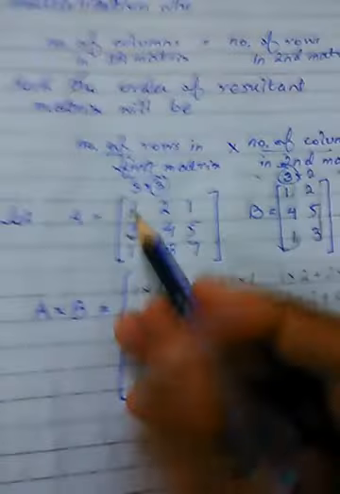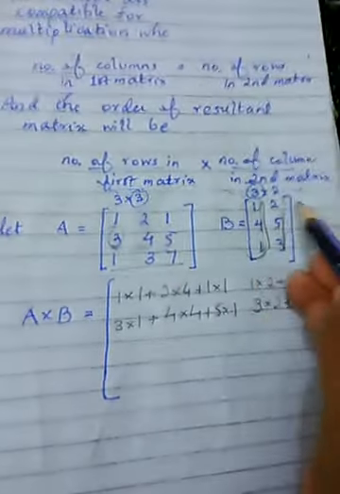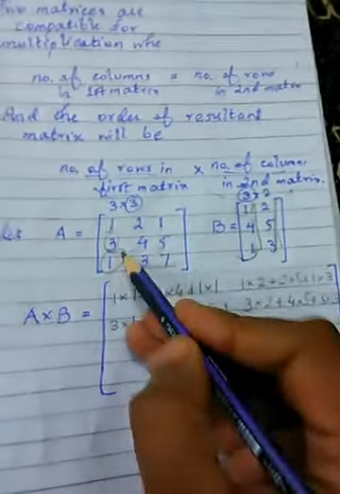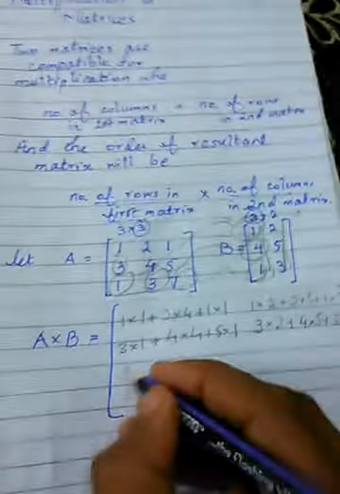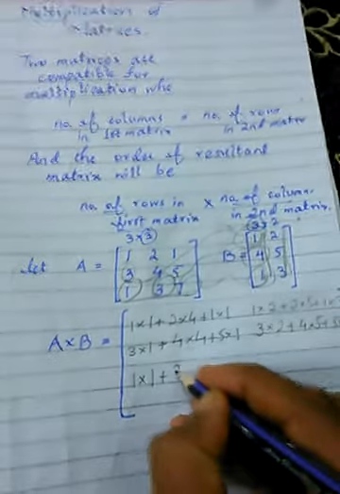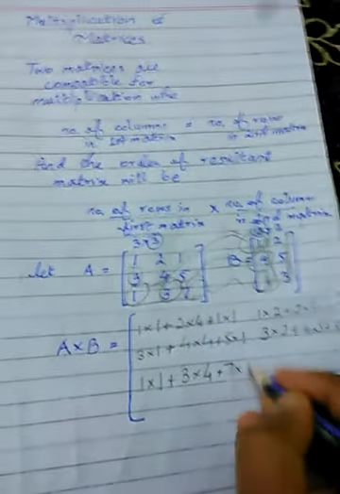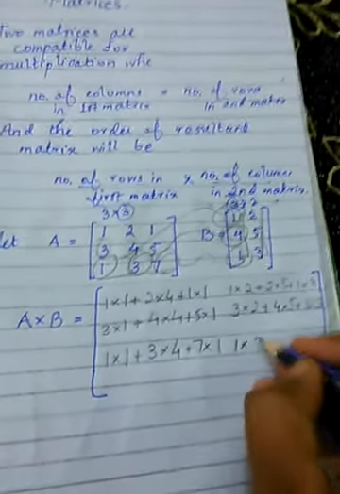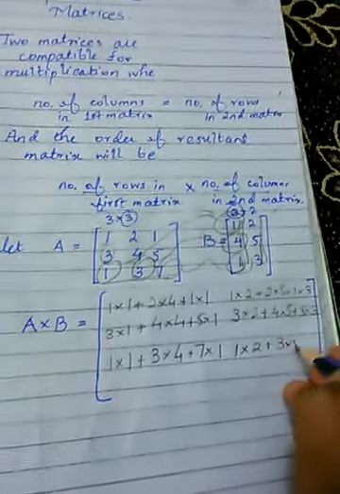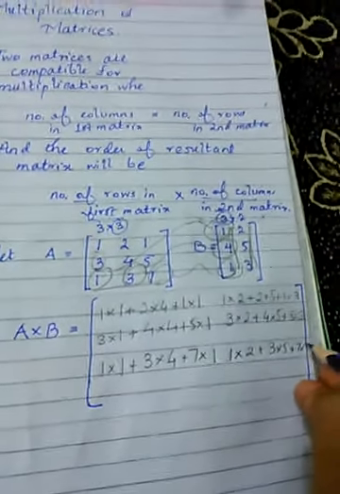Likewise, third row first column, third row second column. 1 with 1, 3 with 4, 7 with 1. 1 multiplied by 1 plus 3 multiplied by 4 plus 7 multiplied by 1. 1 multiplied by 2 plus 3 multiplied by 5 plus 7 multiplied by 3.